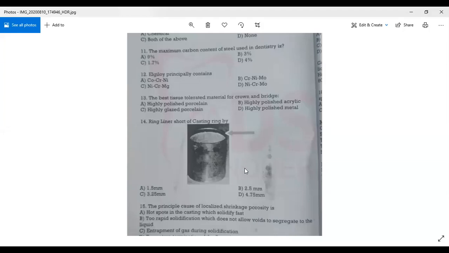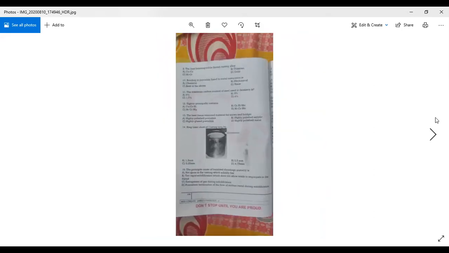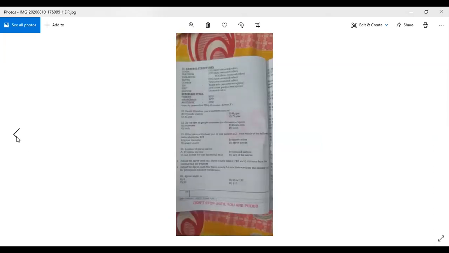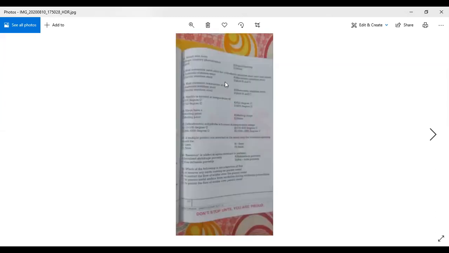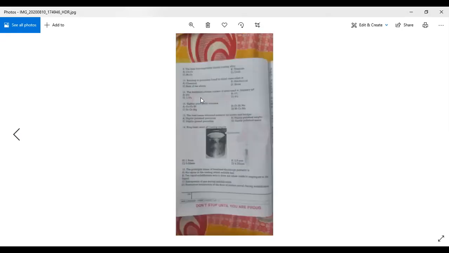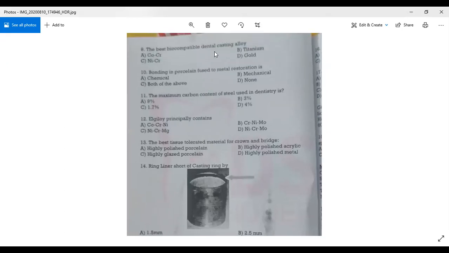Now, what is alloy and all, we'll discuss in the evening session. Maximum carbon content of steel used in dentistry is around 1.7%. What was the question number? 11. The answer is 1.7%. Bonding of porcelain to metal restoration is chemical and mechanical. Yes, it is both of the above.